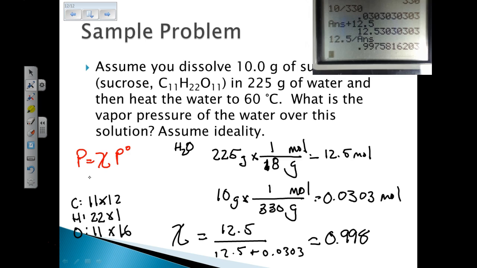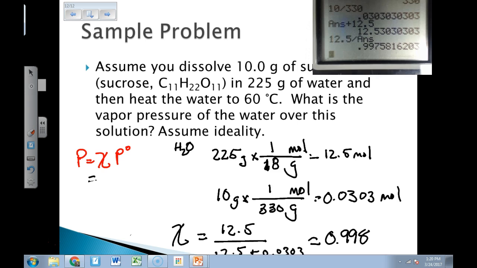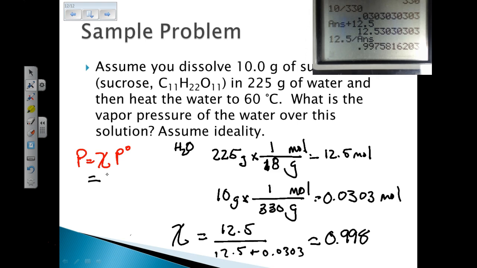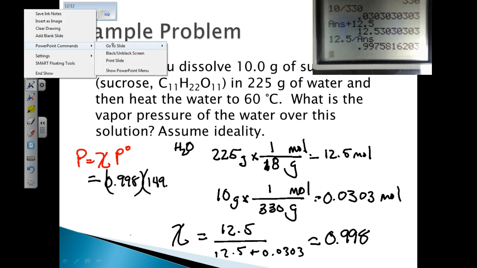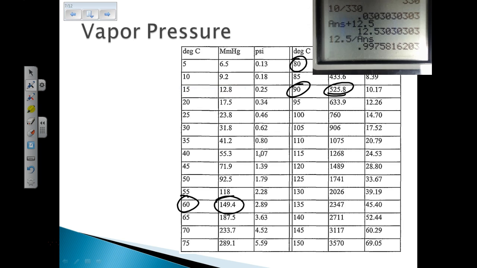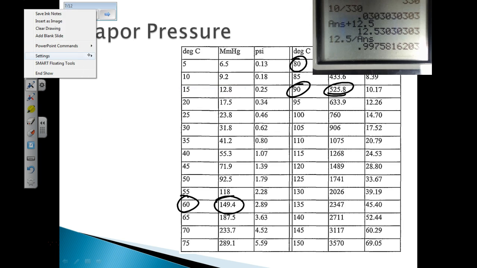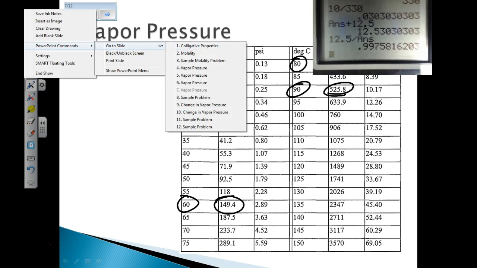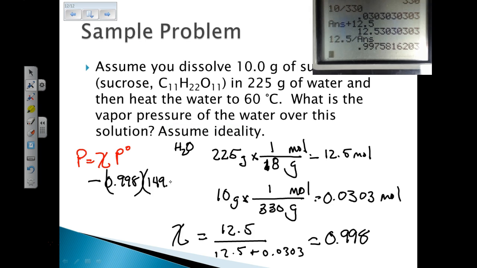For this problem, this is going to be 0.998 times the vapor pressure, 149 point, of course I forgot, right? We go back, 149.4. Okay, good. 149.4. And so 99.8% of that.